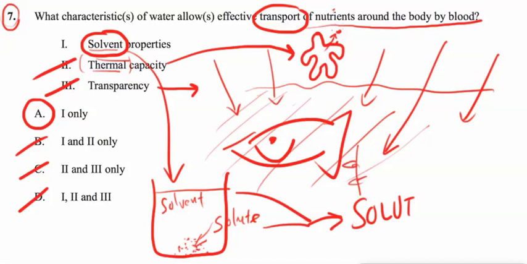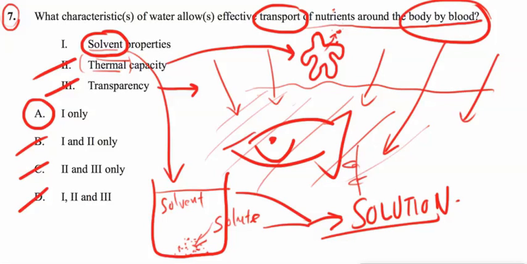And the idea that blood can carry a bunch of things around the body is because oxygen can dissolve in there, because carbon dioxide can dissolve in there, glucose can dissolve in there. Anything we need to transfer around the body to be used by cells or to be carried away from cells for disposal purposes. So really, which characteristic of water really allows this all to happen? It's the solvent properties only. So that's why A would be the best answer in this case.